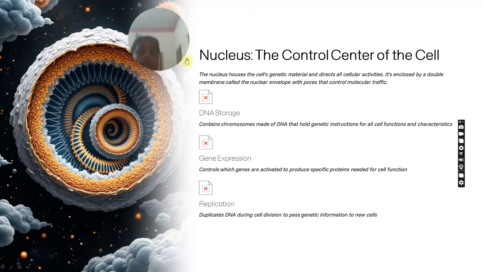DNA storage. It contains chromosomes made of DNA that hold genetic instructions for all cells' function and characteristics. Gene expression. It controls which genes are activated to produce specific proteins needed for cell function. Replication. Duplicates DNA during cell division to pass genetic information to new cells.